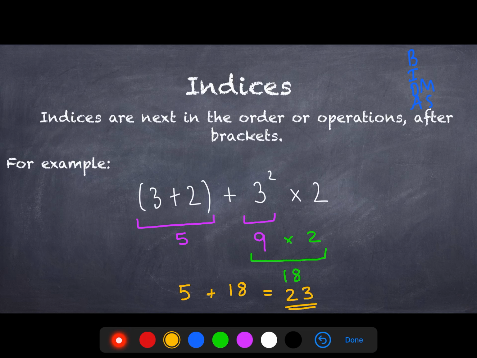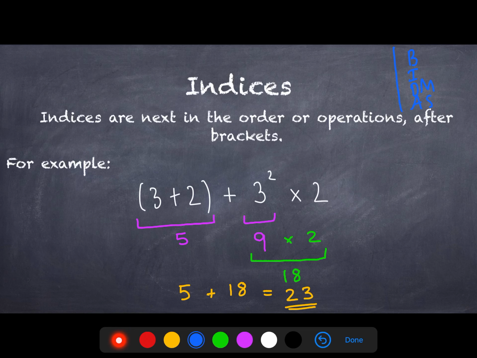Okay, so really important we do that in the right order there, because it would be very easy to have gone wrong. If I'd kind of forgotten about the multiplication and addition rules, I could have done the 5 plus 9. That would give me 14 times 2, which will give me 28. So that's not going to be right. So really important to remember that BIDMAS.